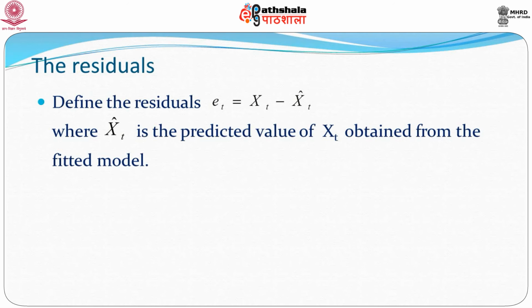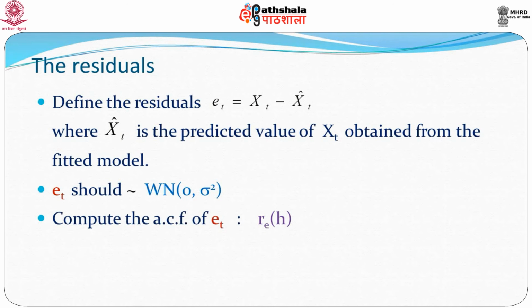Firstly, the residuals. Now, the residuals are defined as e_t, which is the observed value x_t minus the predicted value x_t hat. Now, e_t should be white noise, because these are standing in place of the errors. So, what we do is we compute the SCF of the e_t's. So, let us call this r_e(h), the autocorrelation function of the residuals.